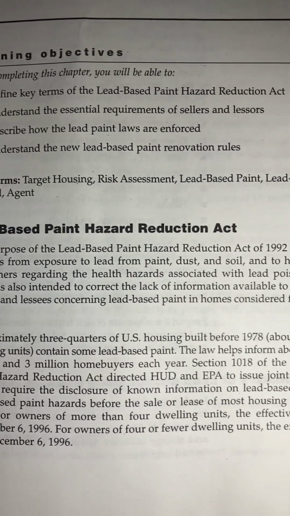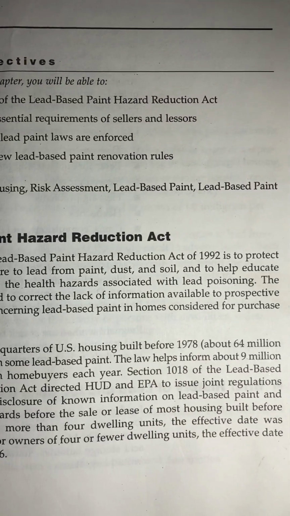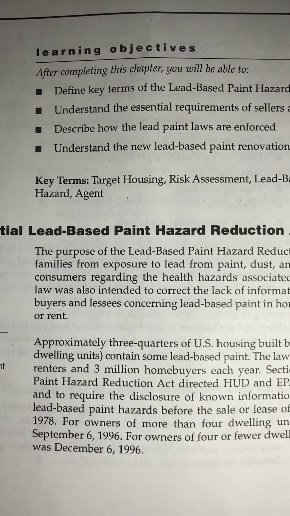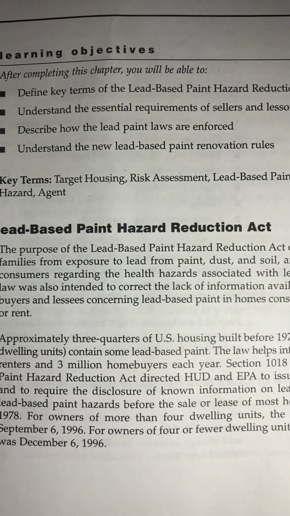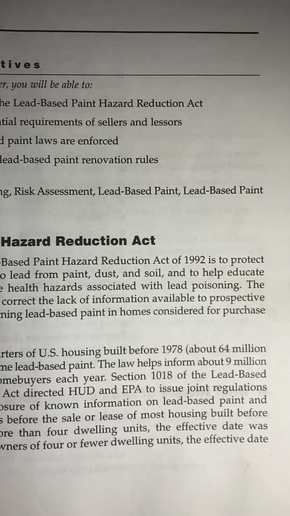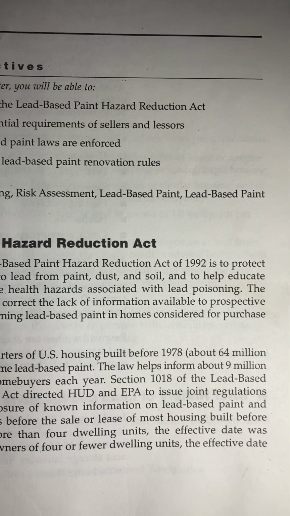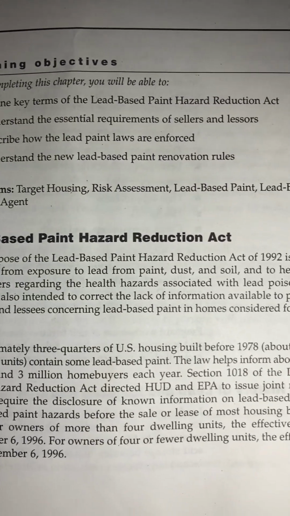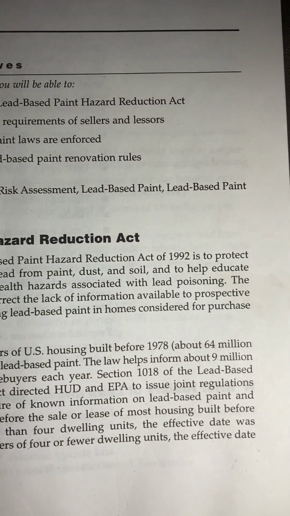Approximately 3/4 of U.S. housing built before 1978, about 64 million dwelling units, contain some lead-based paint. The law helps inform about 9 million renters and 3 million homebuyers each year.